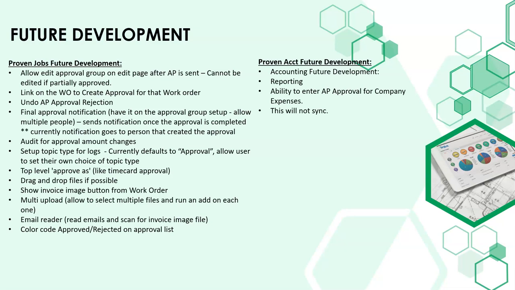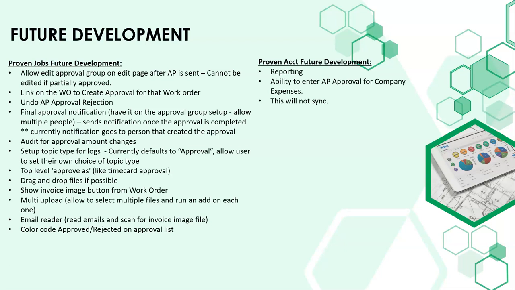We are also going to color code the approved rejected list so it is a little bit easier to review visually. We are also going to have some reporting available in Proven Accounting along with in Proven Jobs. We're going to have the ability to enter approvals for company expenses. This information currently will not sync into Proven Jobs.